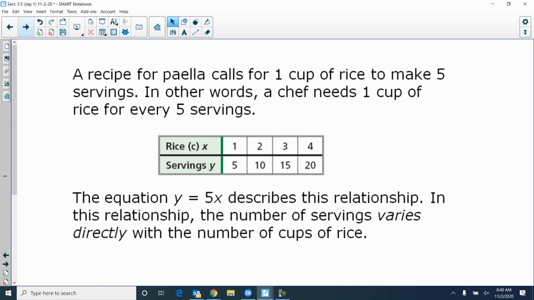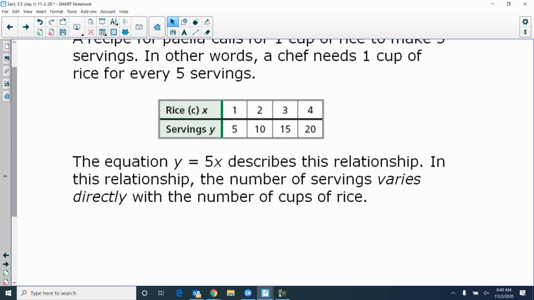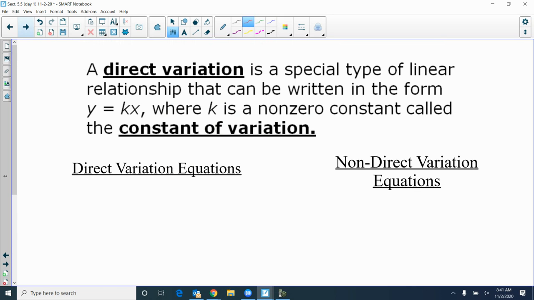It's a direct relationship. The recipe for paella calls for 1 cup of rice to make 5 servings. For 5 servings, use 1 cup; 10 servings, you need 2; 15, 3; 20, 4. You can create an equation: y equals 5x describes that relationship. The number of servings varies directly with the number of cups of rice. So it has a direct relationship, direct variation. This type of equation represents direct variation. Really, you just have a number in front of the x.